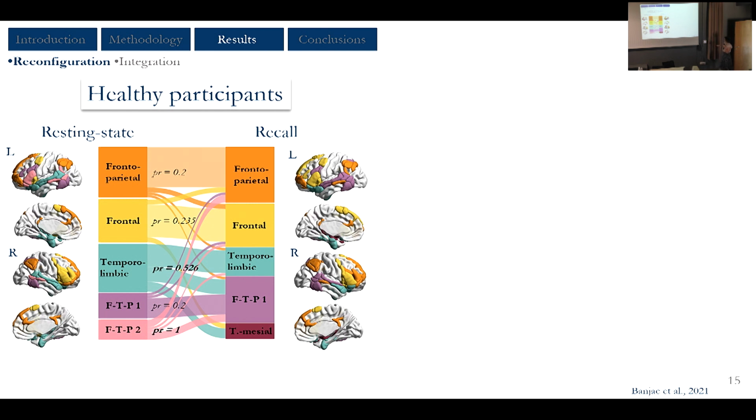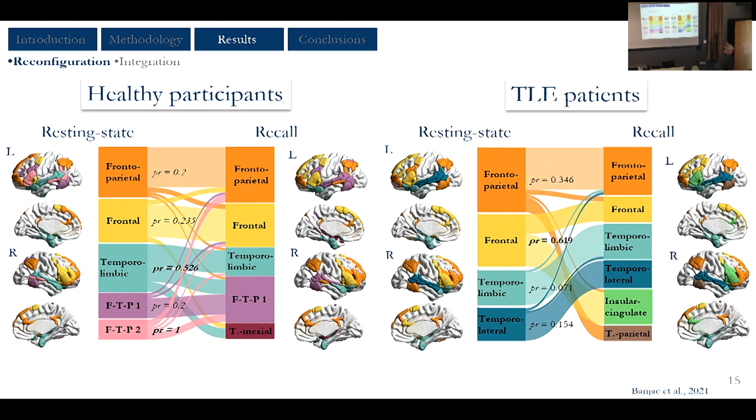What was also interesting is that the modules with the highest reconfiguration were the temporal limbic module and this pink frontotemporoparietal module, which were composed of key language and memory regions. So the reconfiguration from resting state to recall, from intrinsic to extrinsic, in healthy participants was marked by a movement of key language and memory regions.